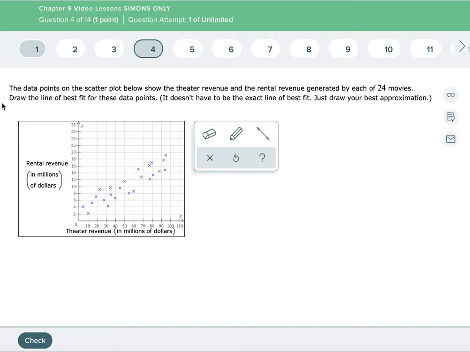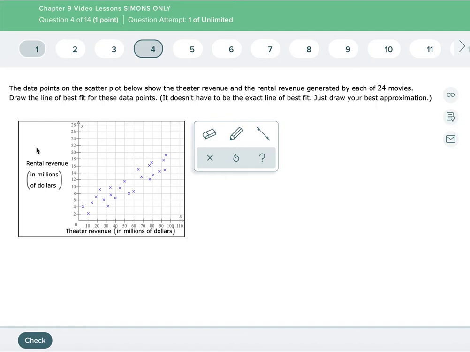So let's read the problem. It says the data points on the scatter plot below show the theater revenue, in other words, how much money a theater takes in, and the rental revenue generated by each of 24 movies. So the rental revenue would be the amount of money that the movie makes from people renting it. So I'm assuming streaming platforms and things like that. Draw the line of best fit for these data points. Doesn't have to be the exact line of best fit, just draw your best approximation.